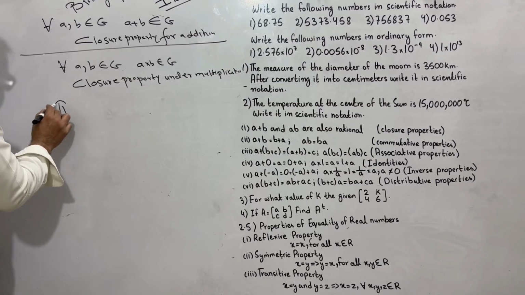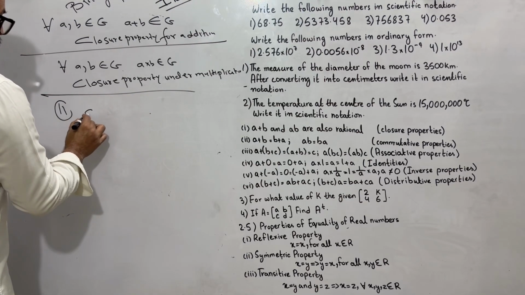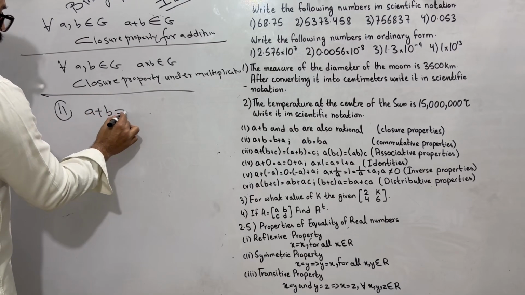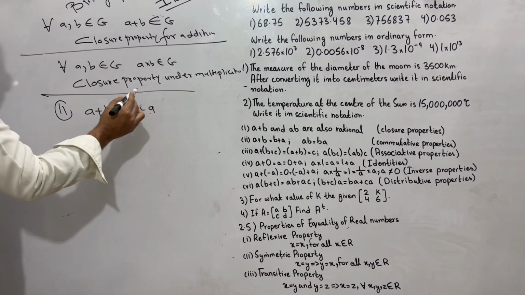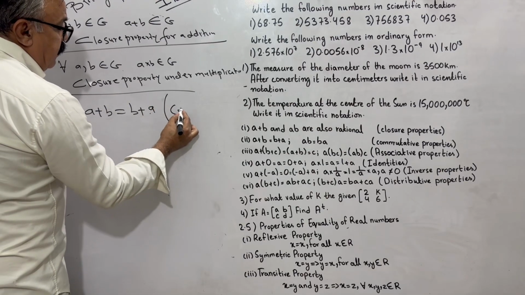Second is a plus b is equal to b plus a. This is known as commutative property for addition.